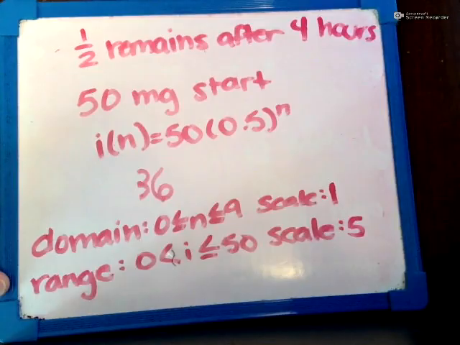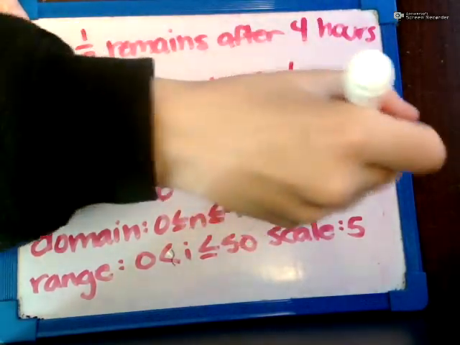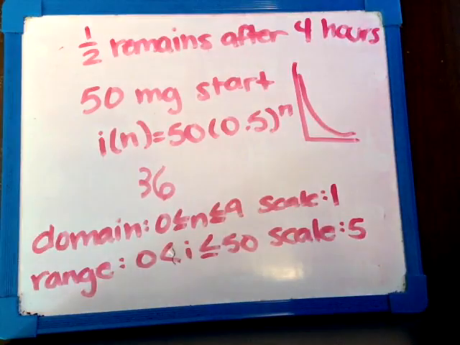The range would be I is greater than 0 and less than or equal to 50 with a scale of 5. We get that 50 from right here in the problem. It tells us how far up it's going to go. The independent variable is n. The dependent variable is the number of milligrams of the isotope remaining, or I. And then the graph is going to be kind of a scoopy looking thing like this again, but again, just use a graphing calculator. There's no benefit to you actually graphing this yourself.